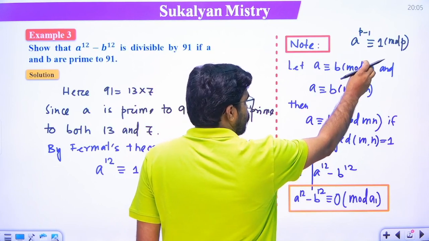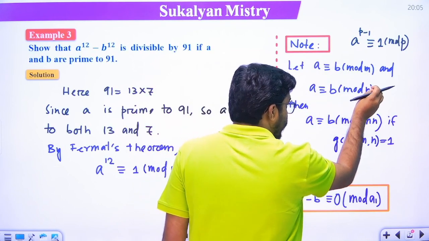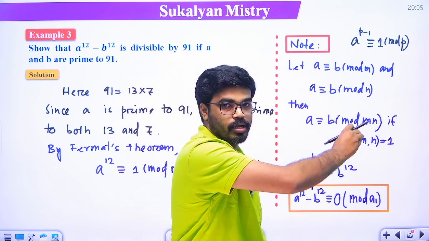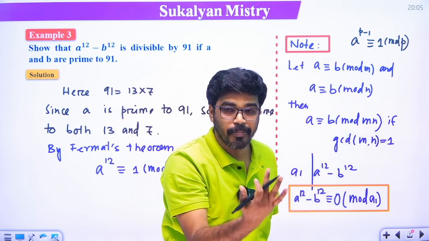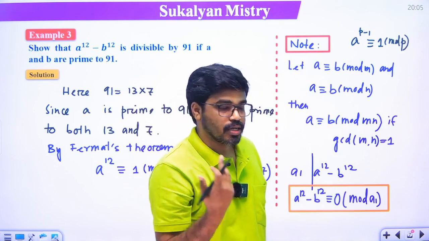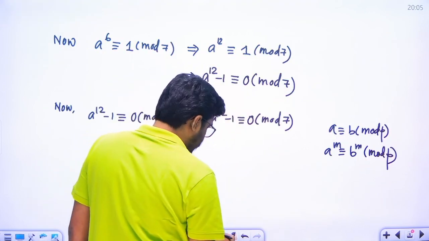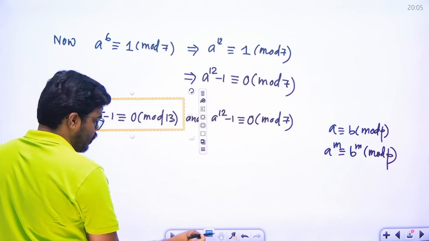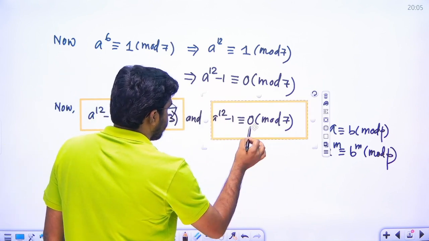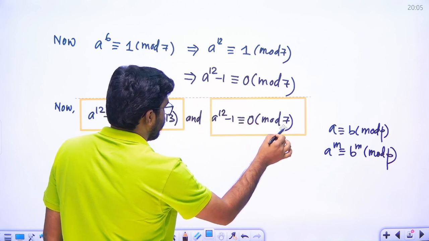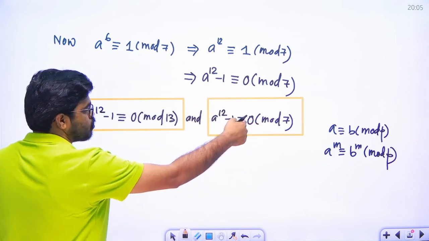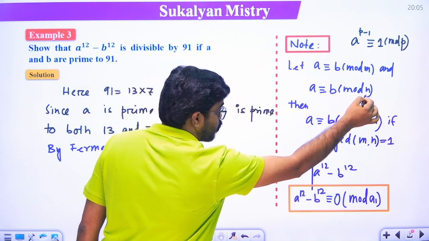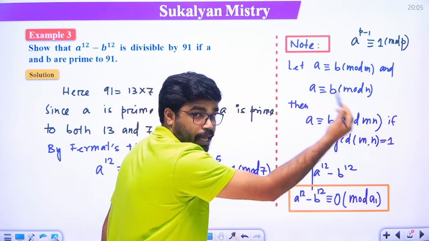Suppose a is congruent to b modulo m and a is congruent to b modulo n, then a is congruent to b modulo mn, provided m and n are relatively prime, that is, GCD of m and n is 1. Just apply this: a is congruent to b modulo m, a is congruent to b modulo n, then a is congruent to b modulo mn.